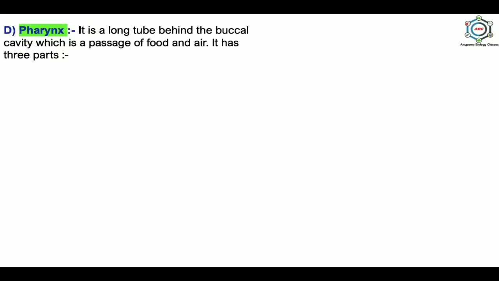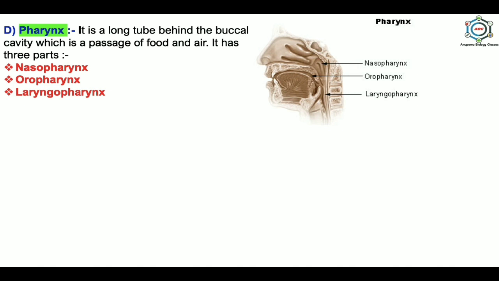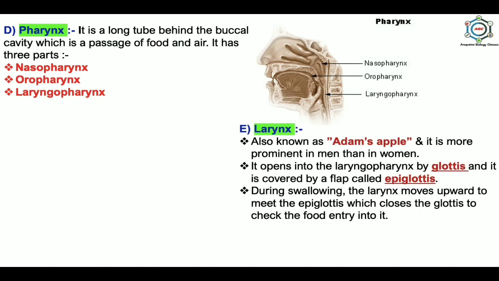Pharynx is a long tube behind the buccal cavity which is a passage of food and air, and it has three parts: nasopharynx, oropharynx and laryngopharynx. Nasopharynx is the uppermost part, the oropharynx is the middle part, and the laryngopharynx is the lower part. Laryngopharynx opens into two tubes, one at the front, that is the trachea, and the other at the back, that is the esophagus. Now this pharynx opens into the larynx.